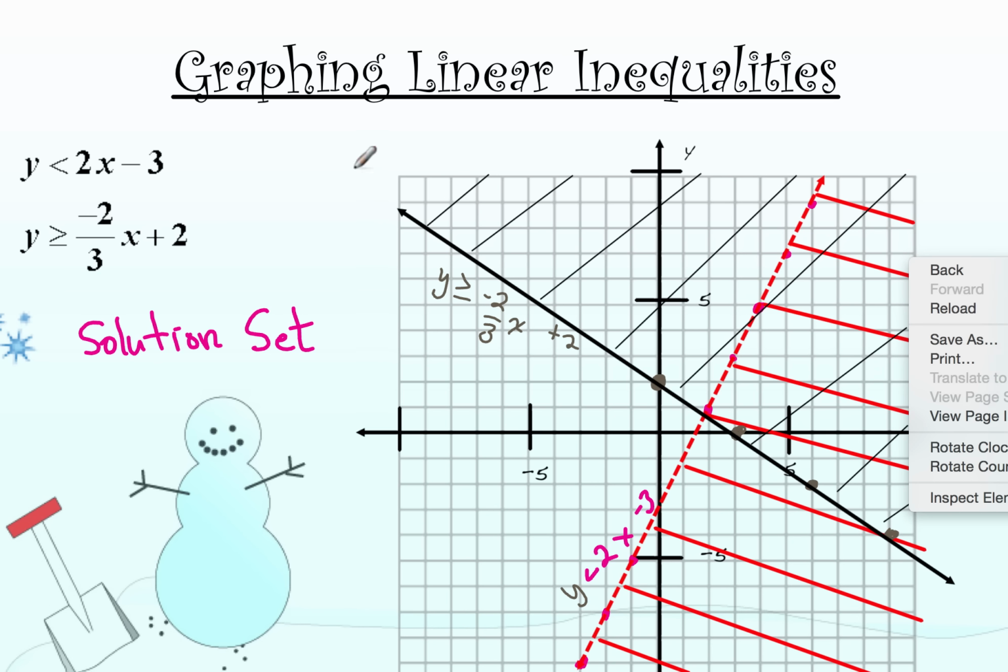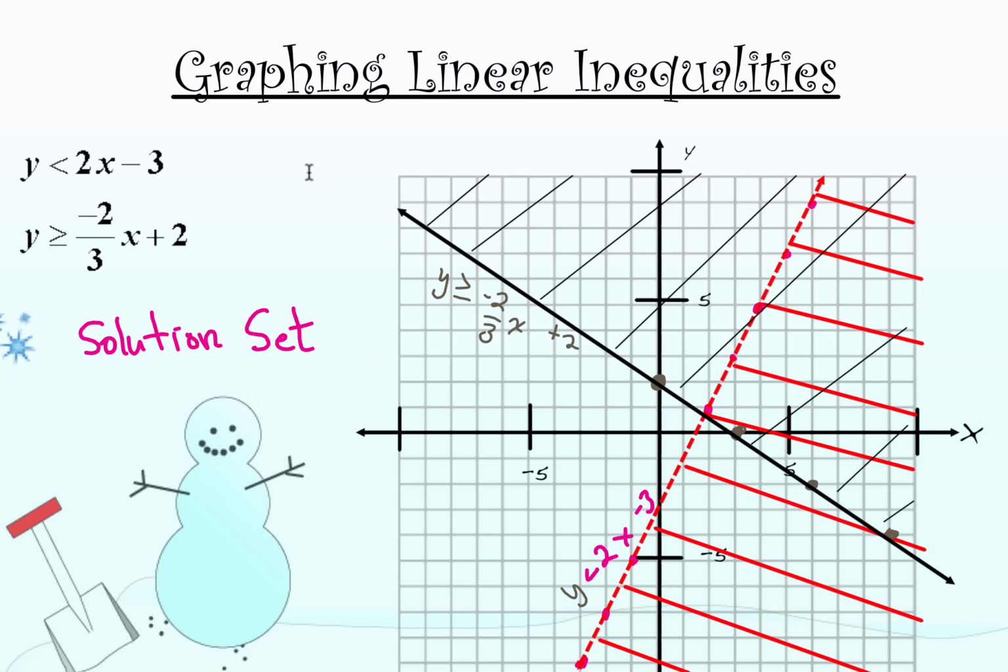So what is this big solution set? I'm going to come here. I'm going to type the letter S. I'm going to make it nice and big. And guess where the S is going to go? Right there. Right where the two cross hatches, as we call them, meet. So what did we say? We said any point in this cross-hatched area will be an answer to this system of linear inequalities.